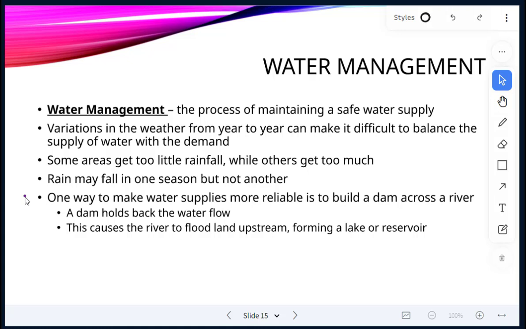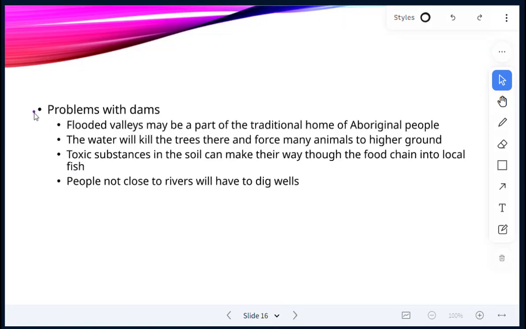A dam holds back the water flow, but it also causes the water to flood land upstream, forming a lake or reservoir. So there are problems with dams, as well as the advantages of dams. Some problems are those flooded valleys. They may be a part of the traditional home of Aboriginal people. That water can kill the trees there. It can force many animals to leave and maybe have to go to higher ground. If there's toxic substances in the soil, that can make their way through the food chain into local fish. And then people that are not close to rivers are going to have to dig wells.